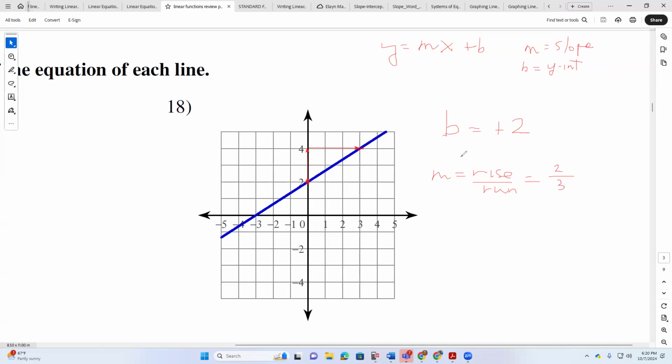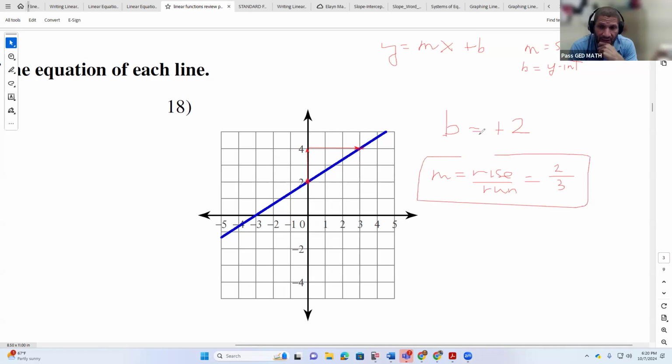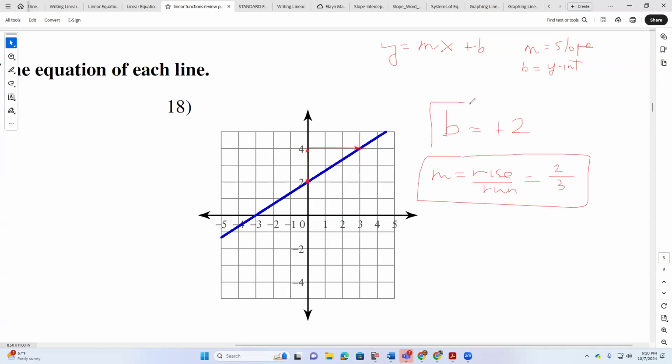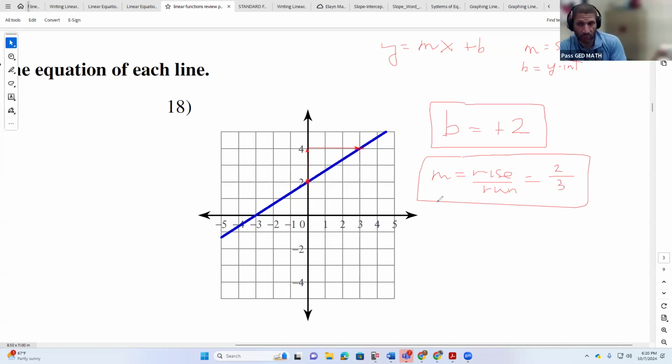The slope is positive 2 over 3. My y-intercept is positive 2. So what's my equation of the line? If my slope is 2/3 and my y-intercept is positive 2, what's my equation of the line?